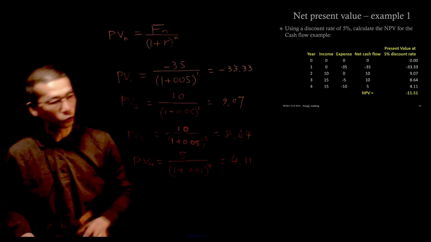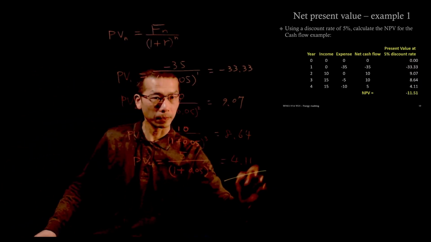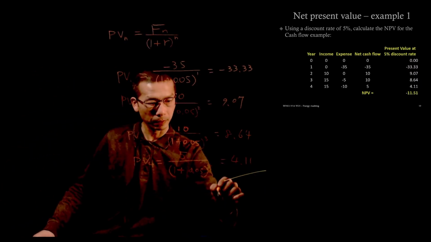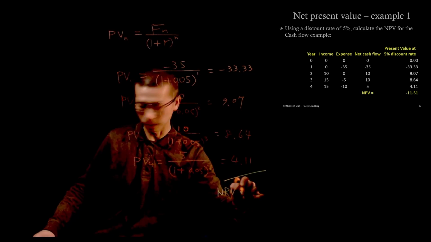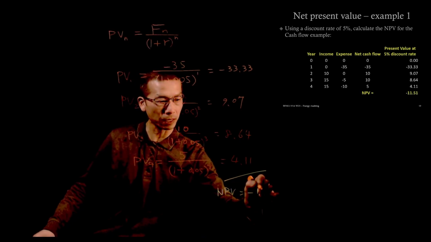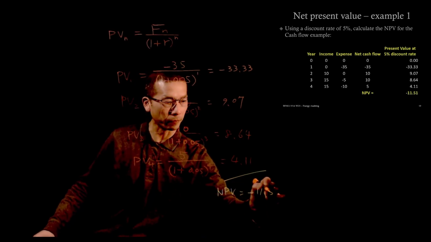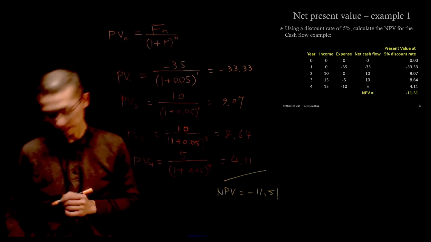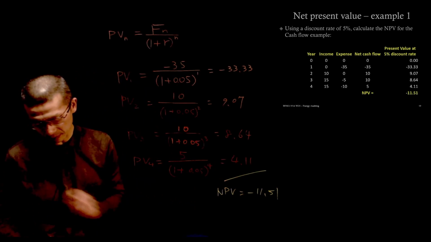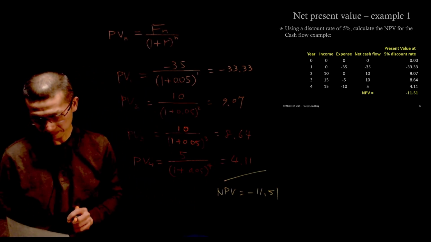All right, so the total net present value is equal to minus 11.51. So net present value is negative, not good, right? Not good.